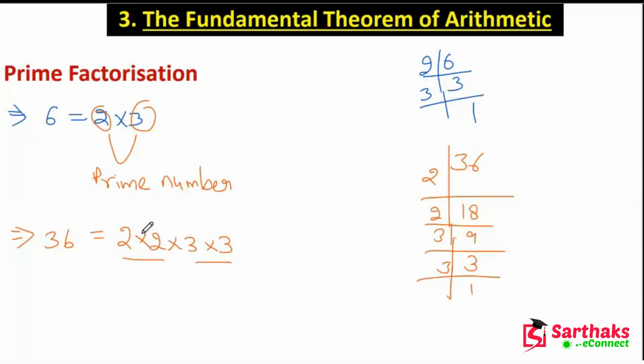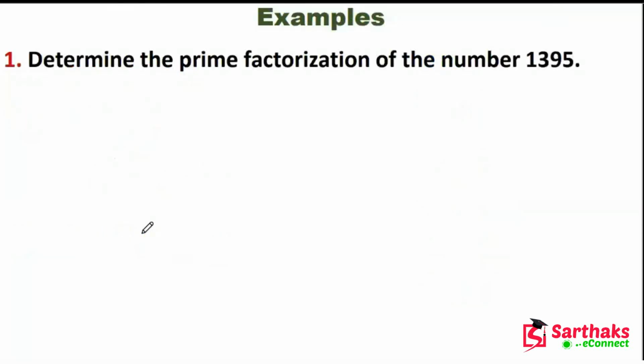So what is prime factorization? Prime factorization is the method of expressing a natural number as a product of prime numbers. I hope you got this point. Now we have to do a question regarding prime factorization: determine the prime factorization of the number 1395.